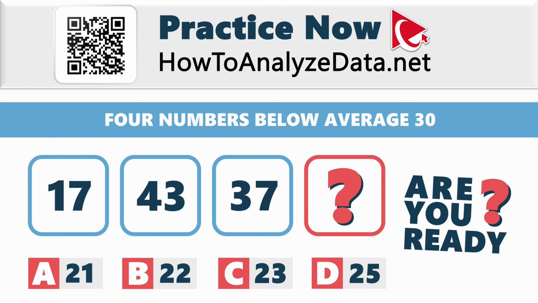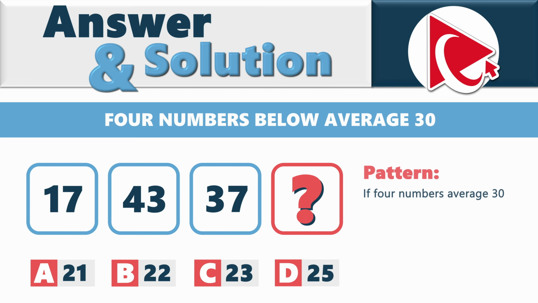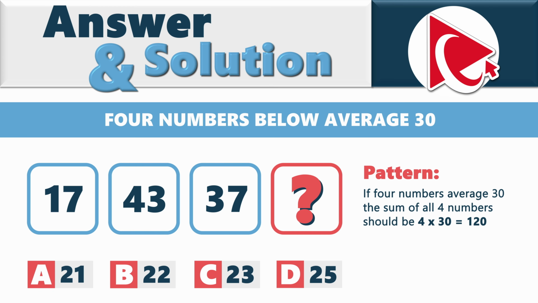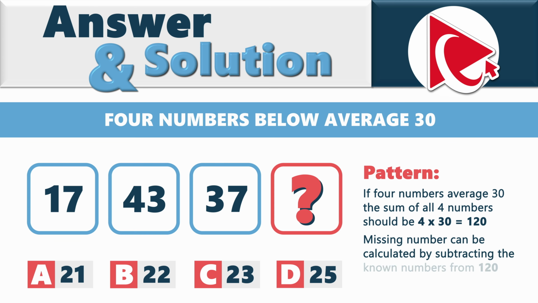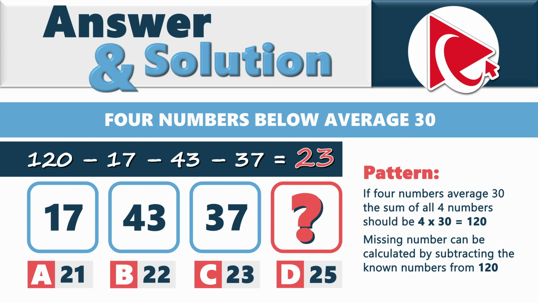Are you prepared to showcase your response? If 4 numbers average 30, then the sum of all 4 numbers should be 4 multiplied by 30, which equals 120. Which means that the missing number can be calculated by subtracting the known numbers from 120. Let's calculate it. 120 minus 17 minus 43 and minus 37 equals 23. So the correct answer here is choice C, 23.